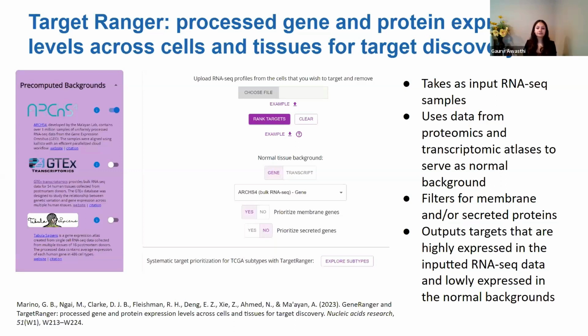My project aims to further improve Target Ranger by identifying genes that are highly expressed in normal brain tissues and also highly expressed in non-brain solid tumors.